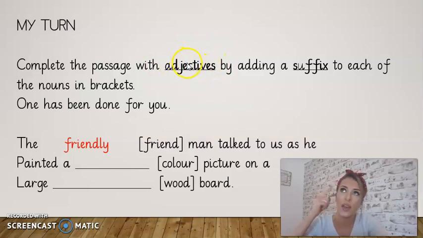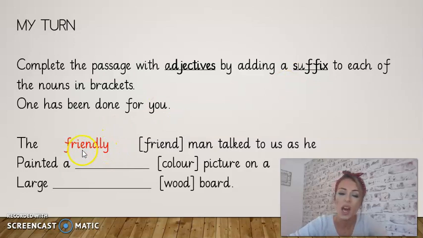So adjectives, what are they? Well, they are words that describe nouns like cute, fluffy, gentle. Okay, those are our adjectives. And a suffix, well, that goes on the end of a word. So it says I need to write words with suffixes in. Okay, I've got to write words with suffixes in.